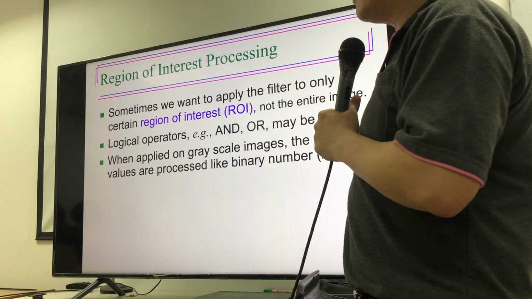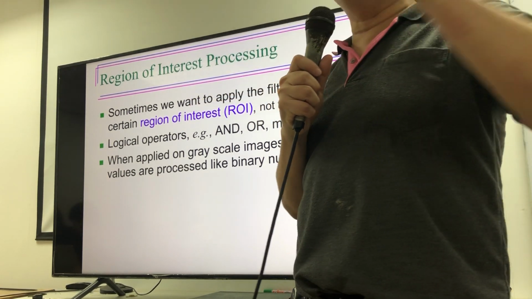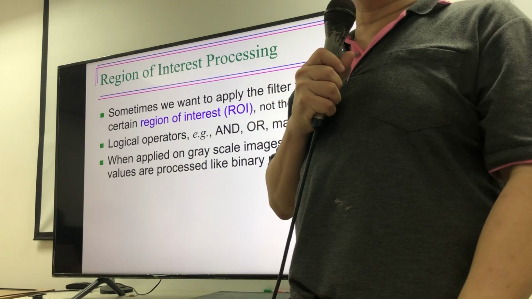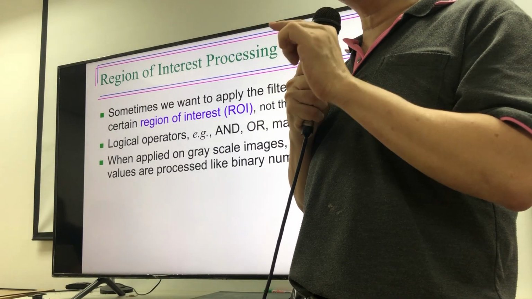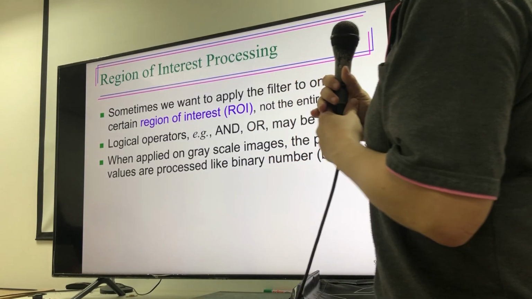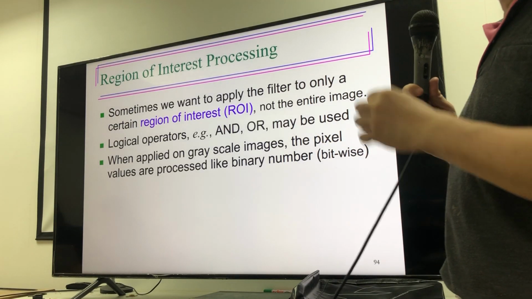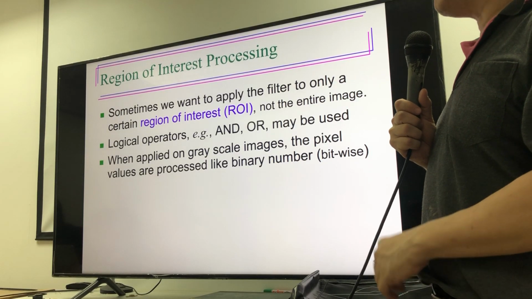When we process, last time we learned neighborhood processing, but we applied it to the whole image. Sometimes we don't want to apply it to the whole image. We only apply it to part of the image, which is called the region of interest, not the entire image.